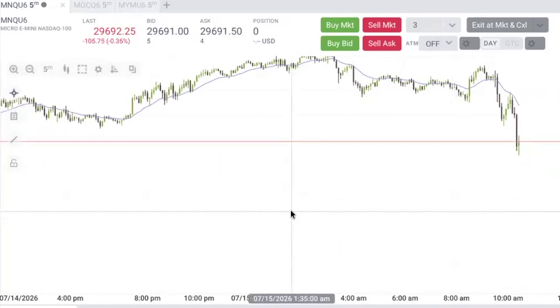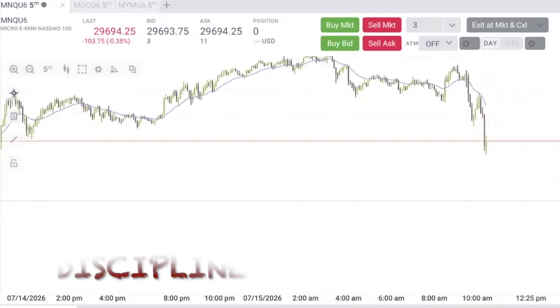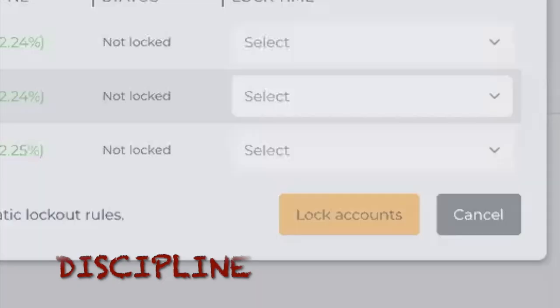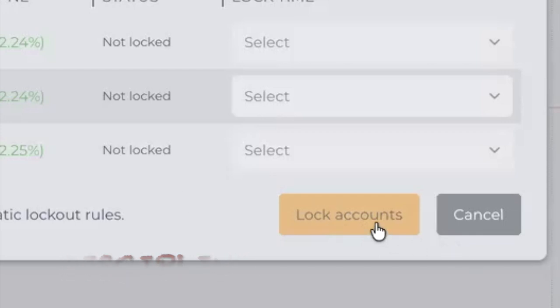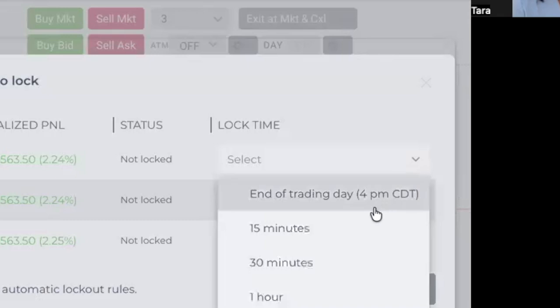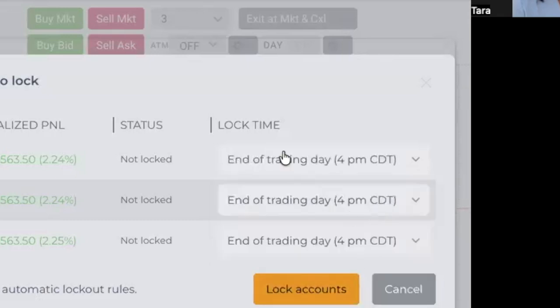And then here's where the discipline kicks in. We've taken a trade. We have a nice, and you can click this button here, this manual lockout, and that locks you out of all your accounts at one time. You can select like the end of the day. And it depends on you. If you find that you do a good job later in the afternoon and you want to come back later, you can. But I think for me, I'm going to be done for today.